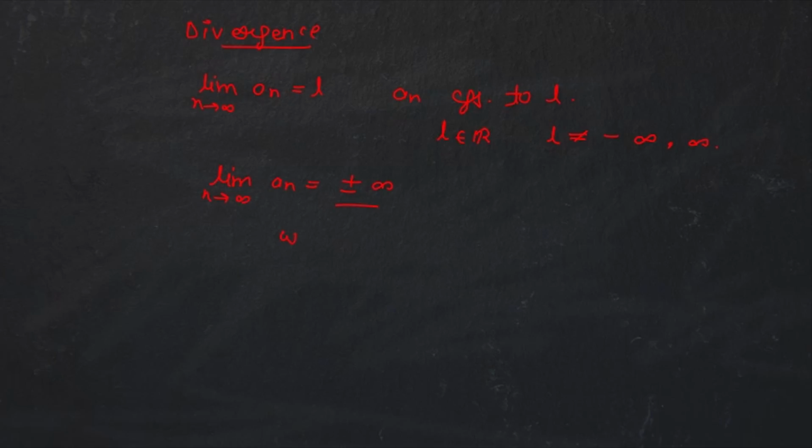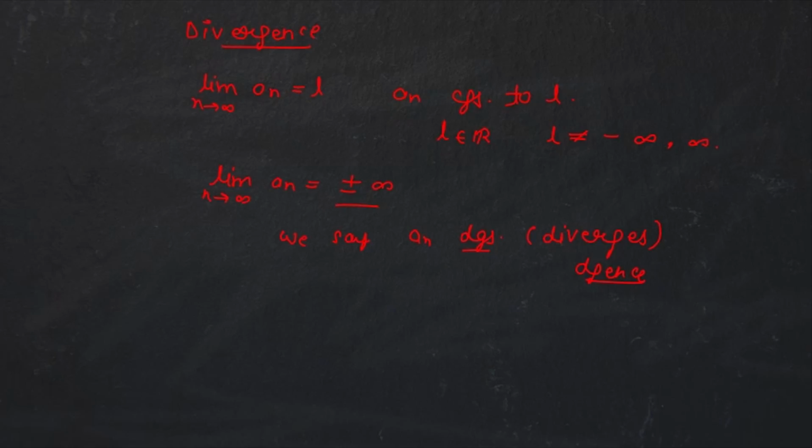We say in this case that a_n diverges, right? DGS is my short form of diverges, and for divergence I write DGENS. Okay, DGENS means divergence. So when limit of a_n is equal to plus or minus infinity, then we say that a_n diverges. If limit of a_n is plus infinity, we say that a_n diverges to plus infinity, and if it is minus infinity, then we say that a_n diverges to minus infinity.